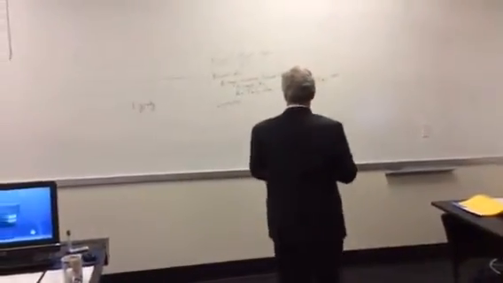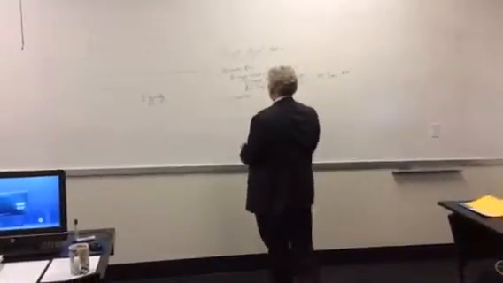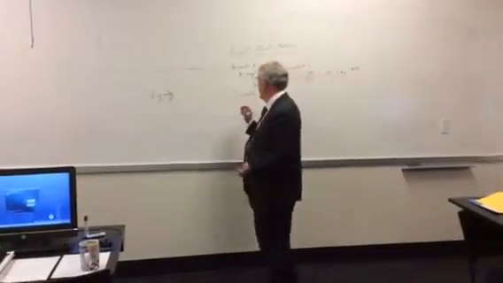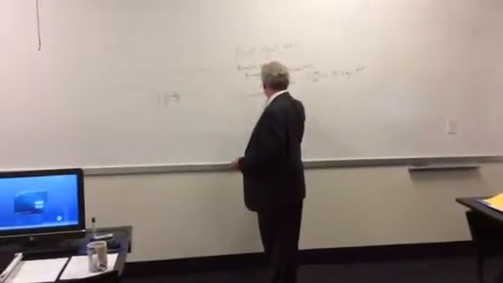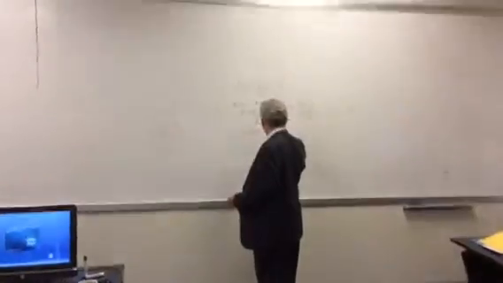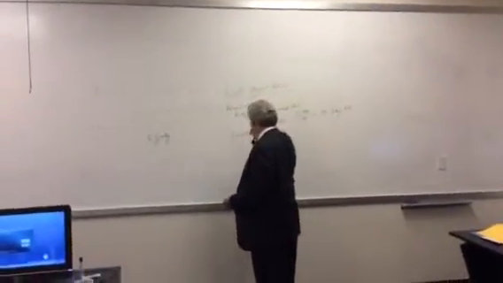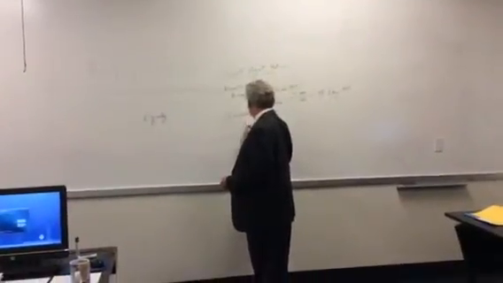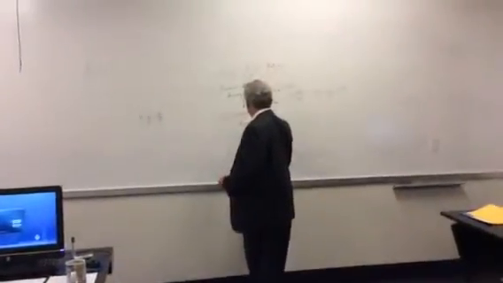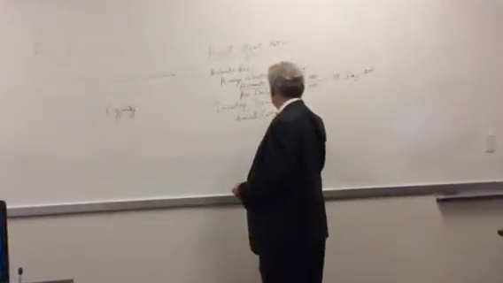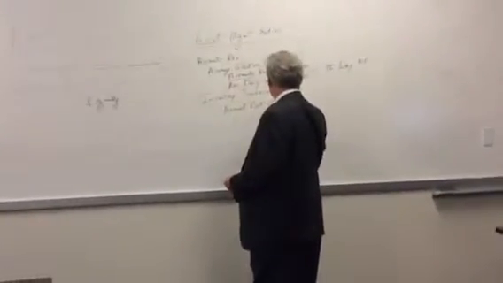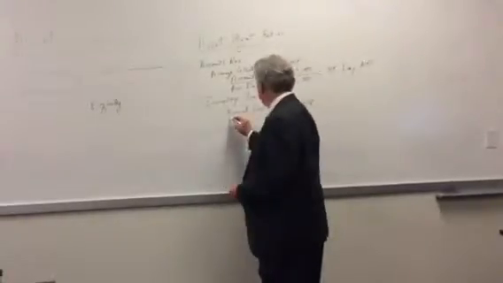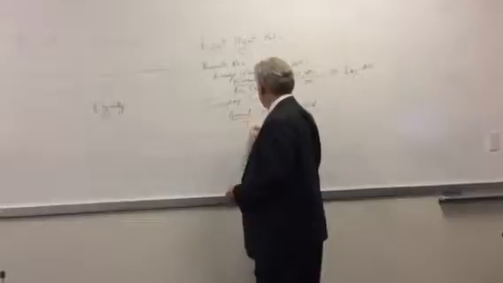Continuing on, we have the inventory ratio, which is called inventory turnover. The ratio is annual cost of goods sold divided by inventory.